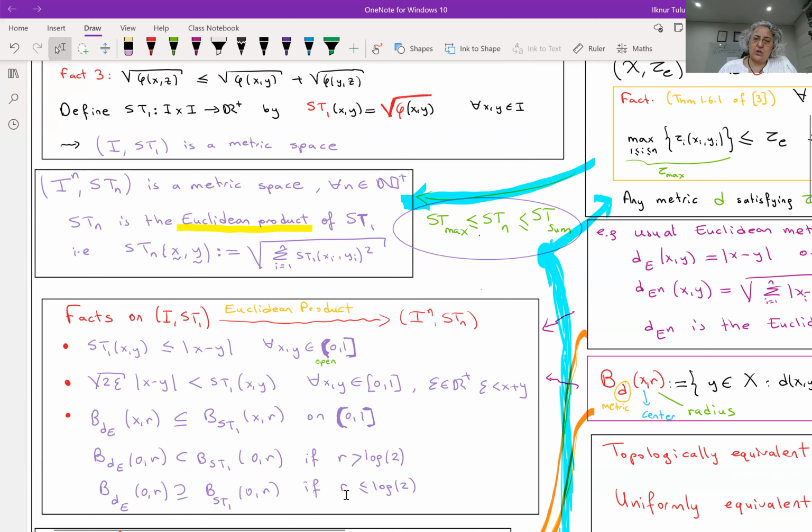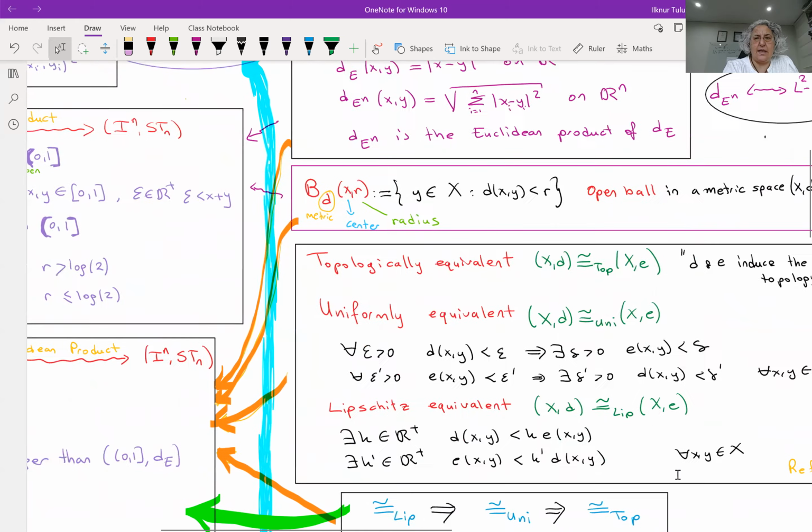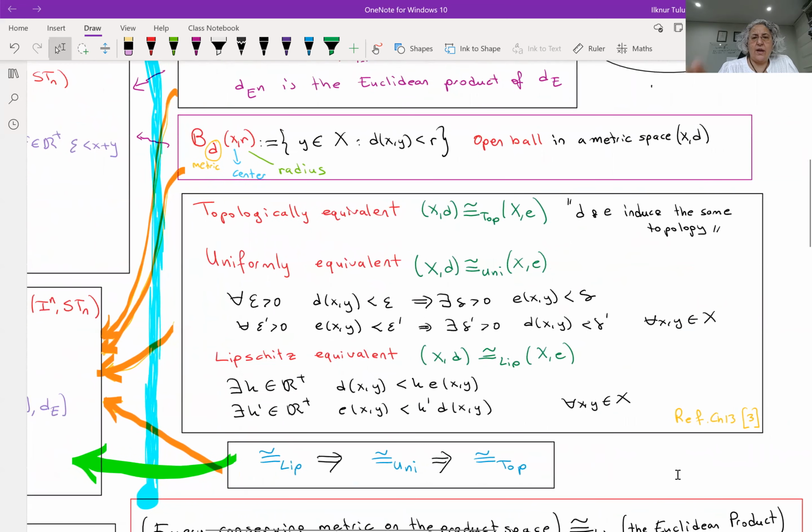So these will help me to look at the topological equivalence or uniformly equivalence concepts. That is the next thing to do. So what are they in general? Topologically equivalent: you have the space X and you have two metrics on it, D and E. They are topologically equivalent if they induce the same topology. As usual, if we have a metric, the topology induced by the metric has the open balls as the open sets of that topology.